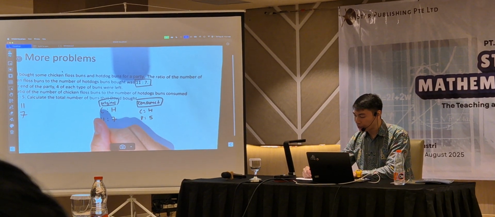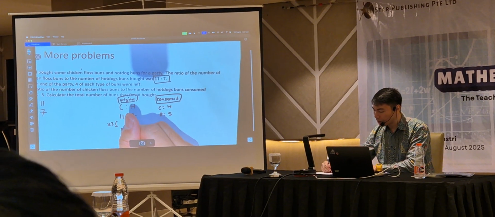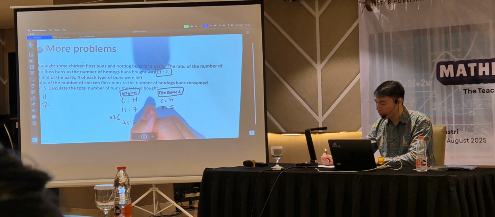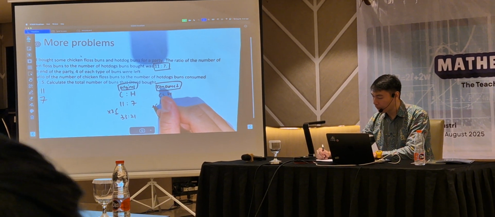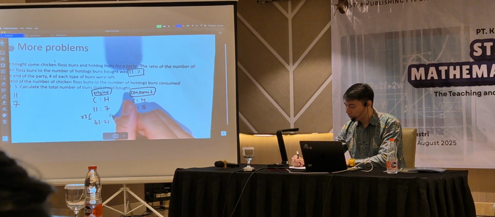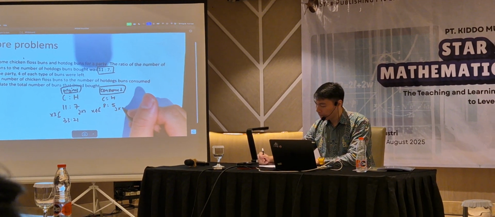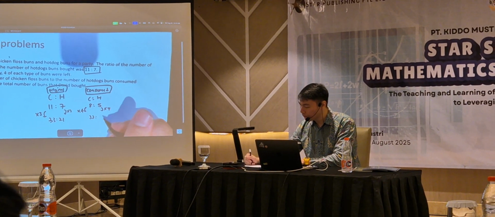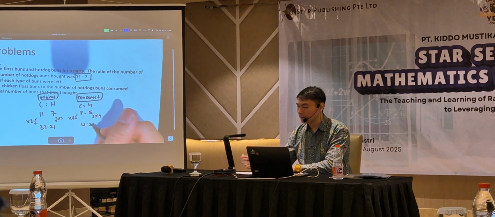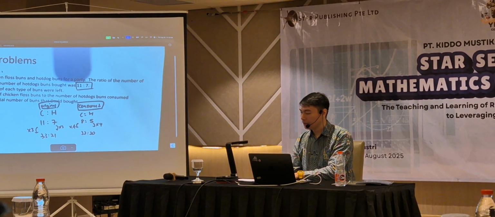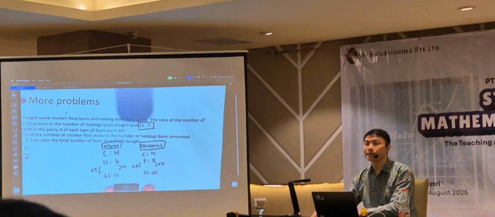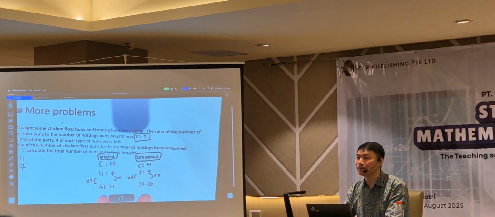So multiplying by 3, 33 is to 21. Multiplying by 4, 32 is to 20. Right? Why did we just do this? The differences are now the same.